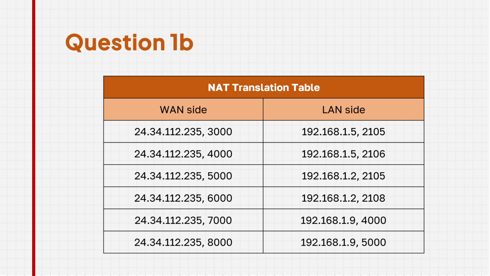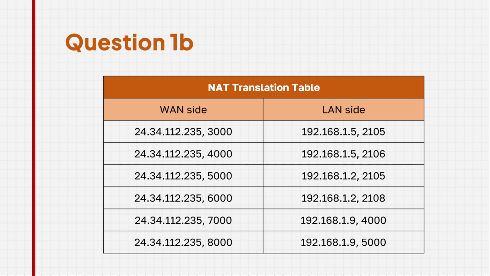Any questions? I don't understand how we did... Okay, port 2105. How does, for example, data from the website know which host to use? Data from the WAN side.